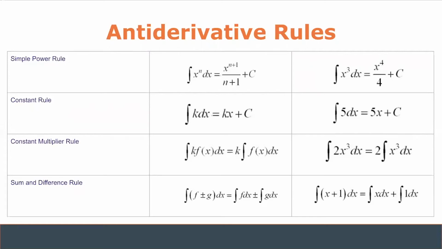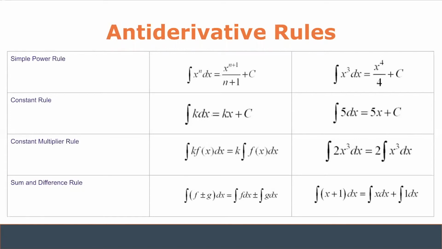So if you look in the rightmost column of this table, you'll see a more specific example. In this case, it gives us x to the third power. As we talked about earlier, you're going to take this 3, this original n exponent, and you're going to add 1 to it to give you x to the fourth. And then you're going to divide that by n plus 1, or your new exponent. So x to the fourth divided by 4 plus c, or your constant of integration.